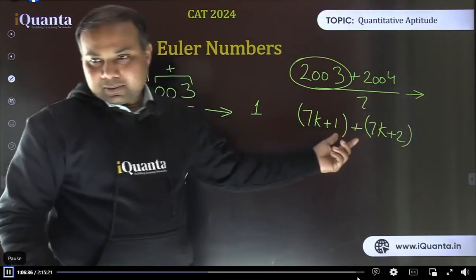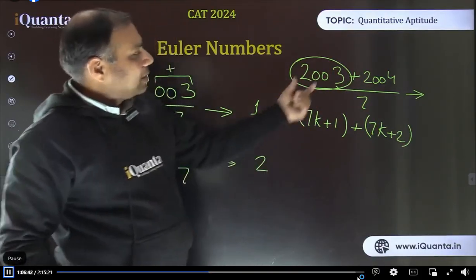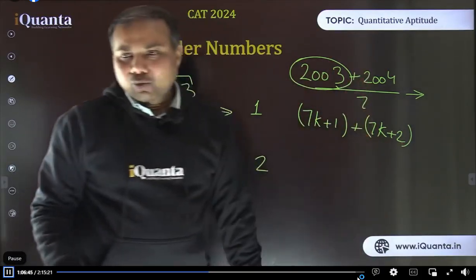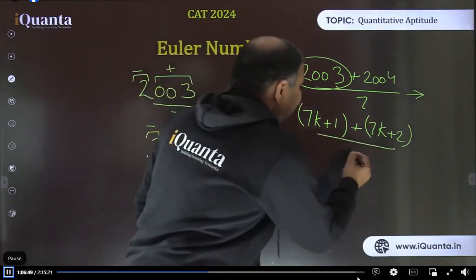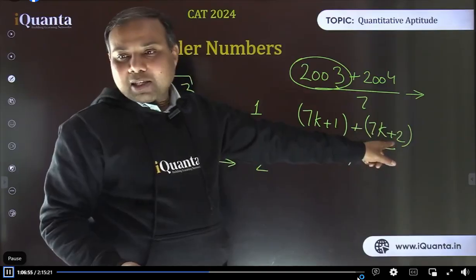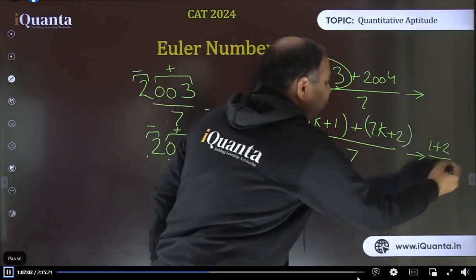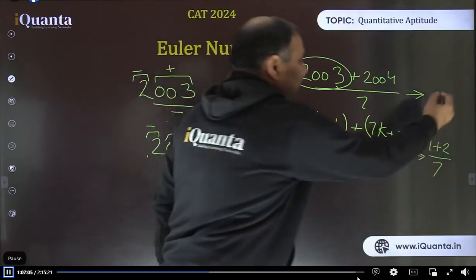Is this point clear? You can add both of these and solve, it is an easy part, small numbers. But basically, what is happening is this number is 7k plus 1, this number is 7k plus 2. Now when I am dividing by 7, 7k is divisible by 7. Remainder will be obtained by this term only. So basically the remainder is going to be this 1 plus 2, when divided by 7, and 1 plus 2 gives you remainder 3.